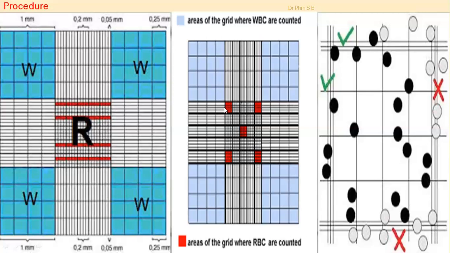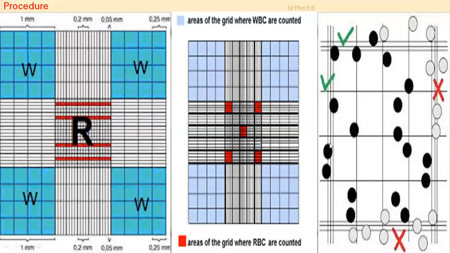This line here, when you magnify, you're going to see 3 small lines. So the line that you're going to use as your reference as you are counting is the middle line here. So all the cells that are touching the middle line, you count them. So on this margin, you can see this cell is touching the middle line, so you count it 1.